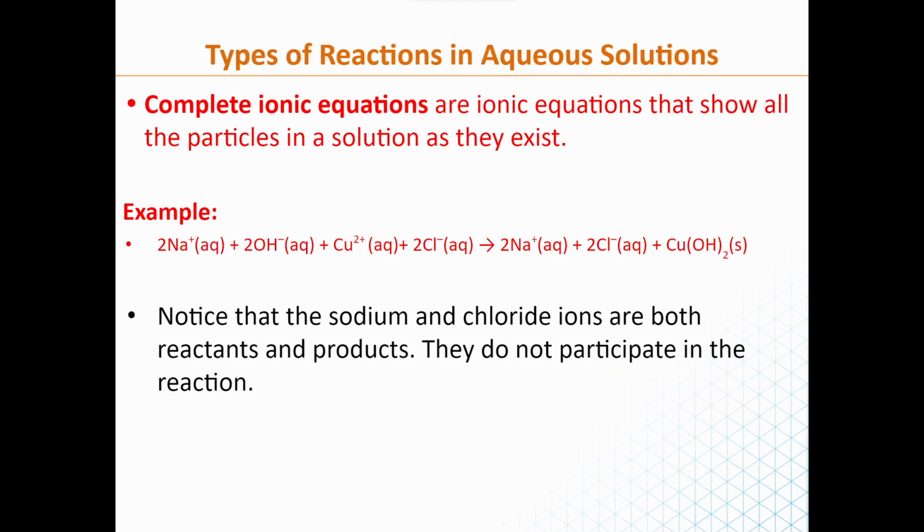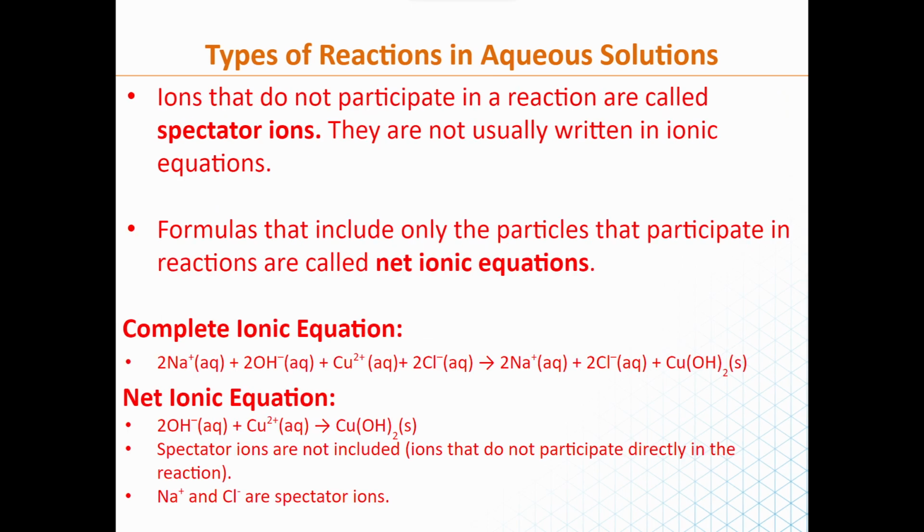So moving on, we'll be talking about complete ionic equations, which are just the particles in a solution. Spectator ions are not in net ionic equations, but they are in complete ionic equations. So if you do have to write a complete ionic equation and then a net ionic equation, the spectator ions would disappear from the net ionic equations but stay inside the complete ionic equations.